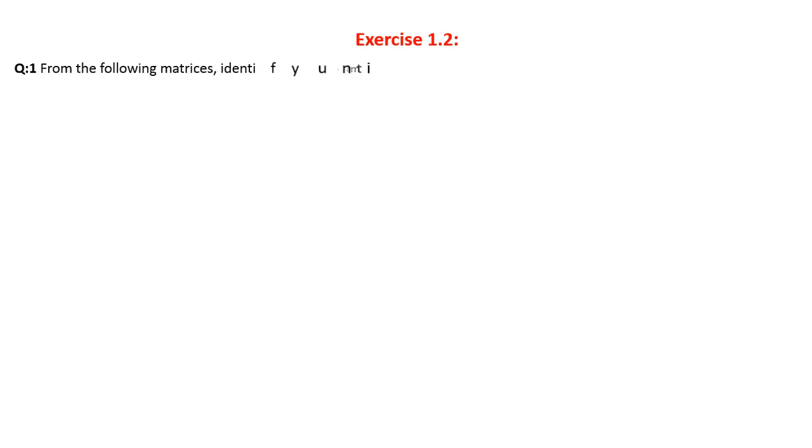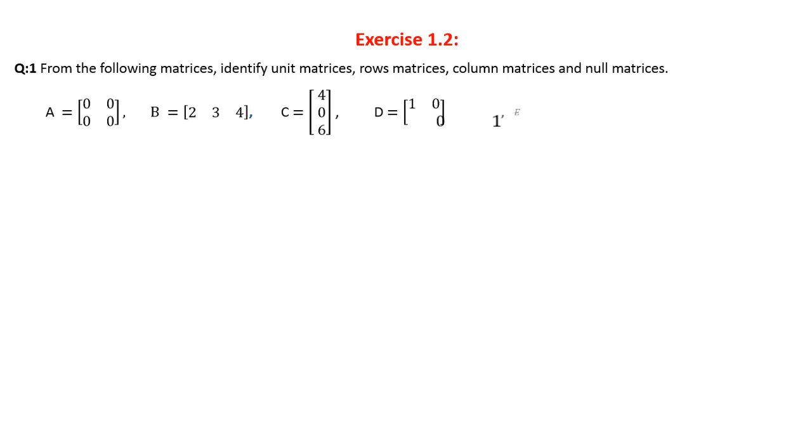Exercise. Here the first question is, from the following matrices identify unit matrices, row matrices, column matrices and null matrices. Here matrices A, B, C, D, E and F are given. First, A. A is equal to the matrix having all elements 0. So it is called a null matrix.